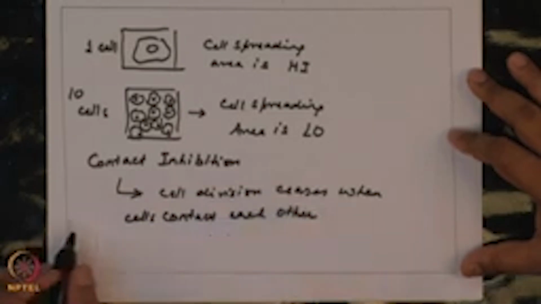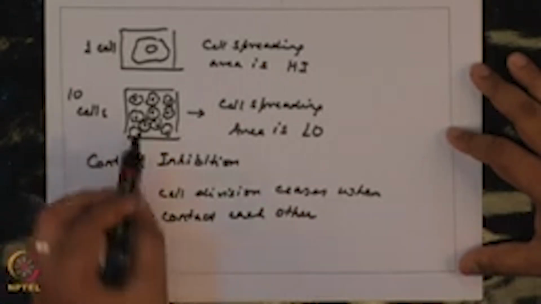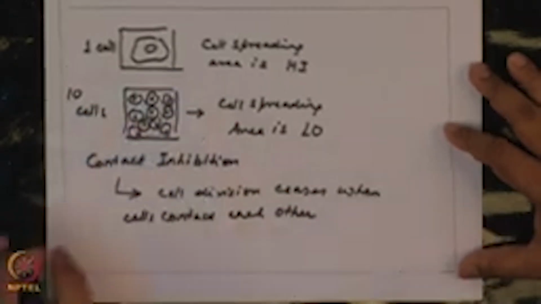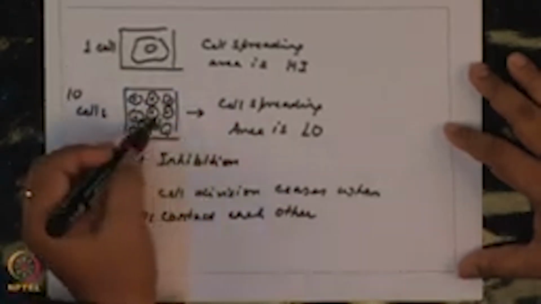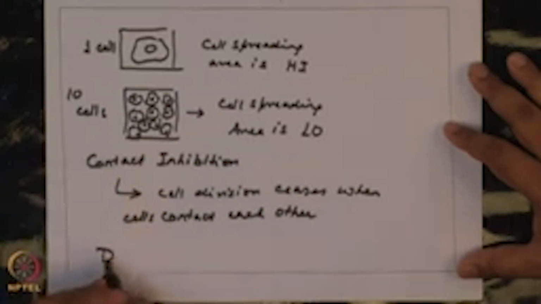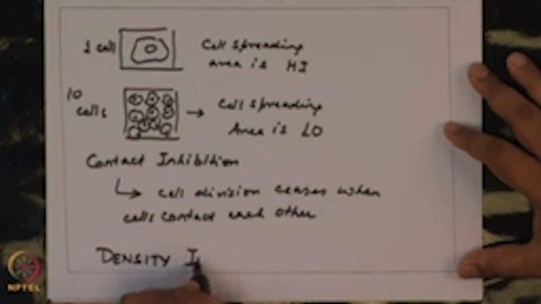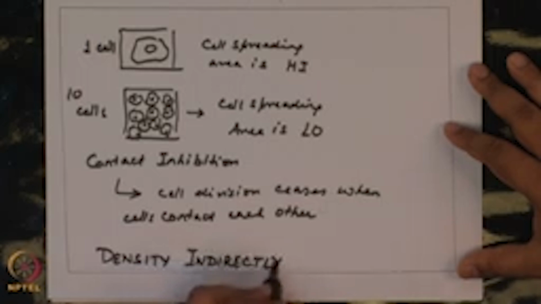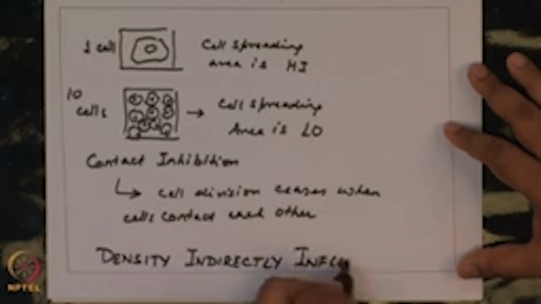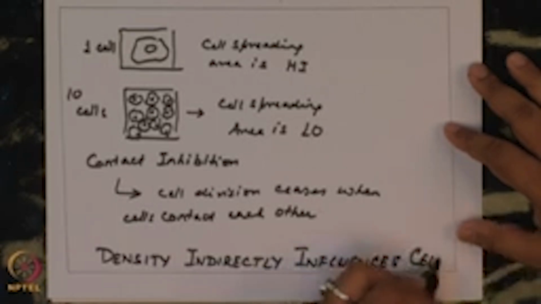Okay. So, in a sense, what this shows you is that density indirectly influences cell shape.